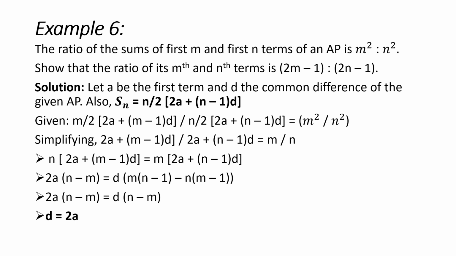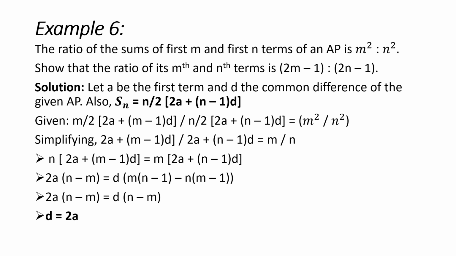Also we know that the sum of the n terms is given by Sn is equal to n by 2, 2a plus n minus 1 into d. Now what we are given is the ratio, means the division of sums of first m terms and first n terms. So m terms would be m by 2, 2a plus m minus 1 into d upon n by 2, 2a plus n minus 1 into d. This is equal to m square by n square.